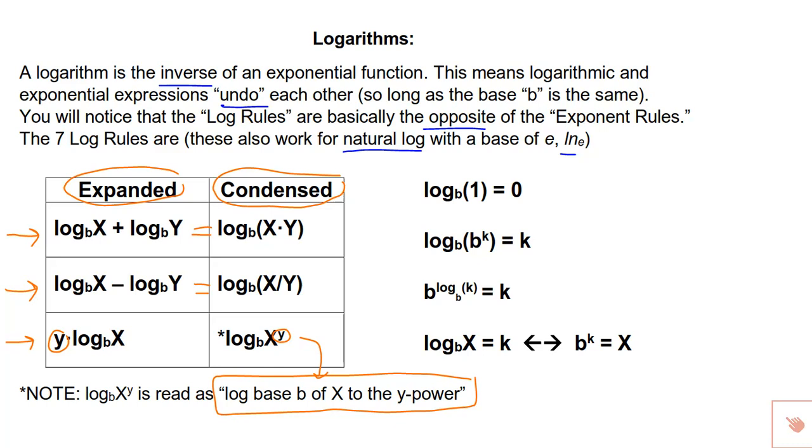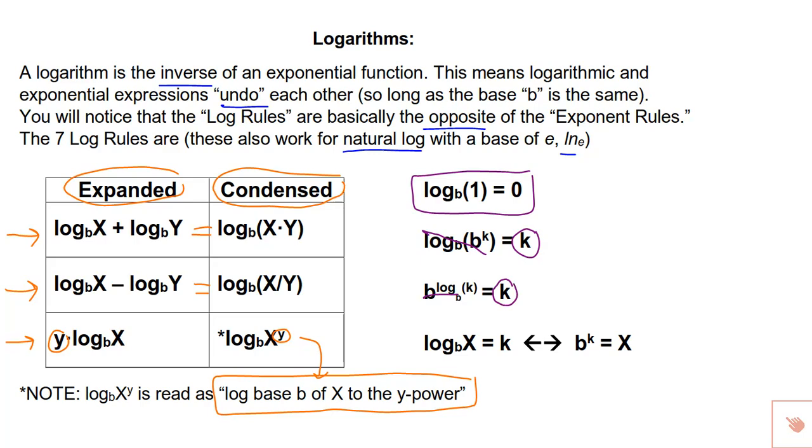In addition to these 3 expanded condensed forms, we also have 4 more rules involving logs. One of them is log of any base, it doesn't matter what the base is, of 1 will always equal 0. We also have this idea that log base b of b to the k, the log and base cancel out and the k drops down and simplifies to just what that exponent was. The same rule applies on the next one. If I have the base raised to the exponent log base b of k, the base and log cancel and that k drops down.